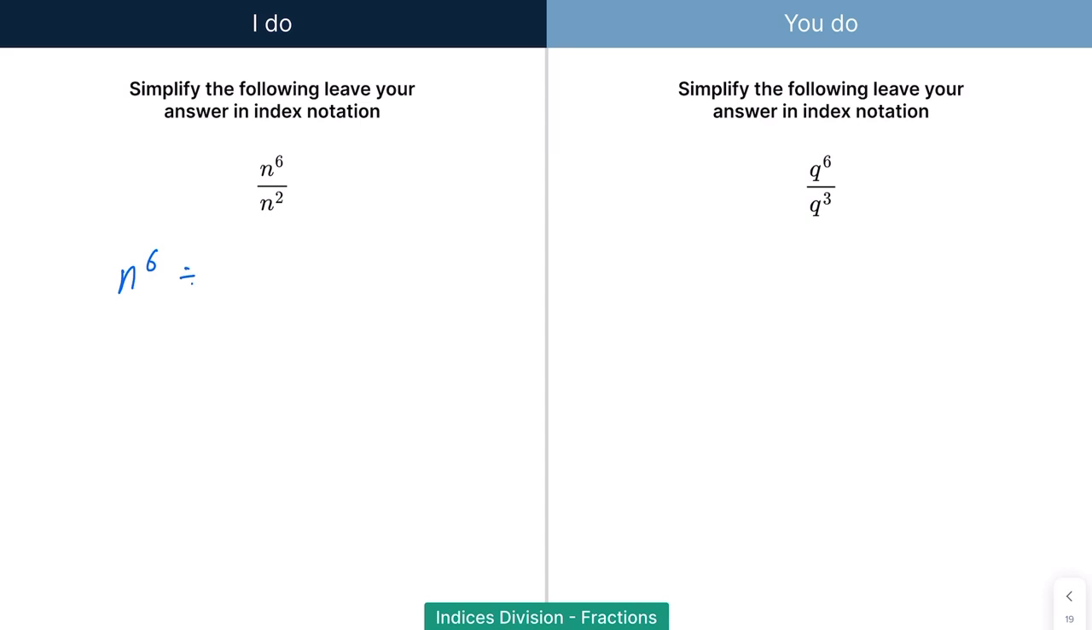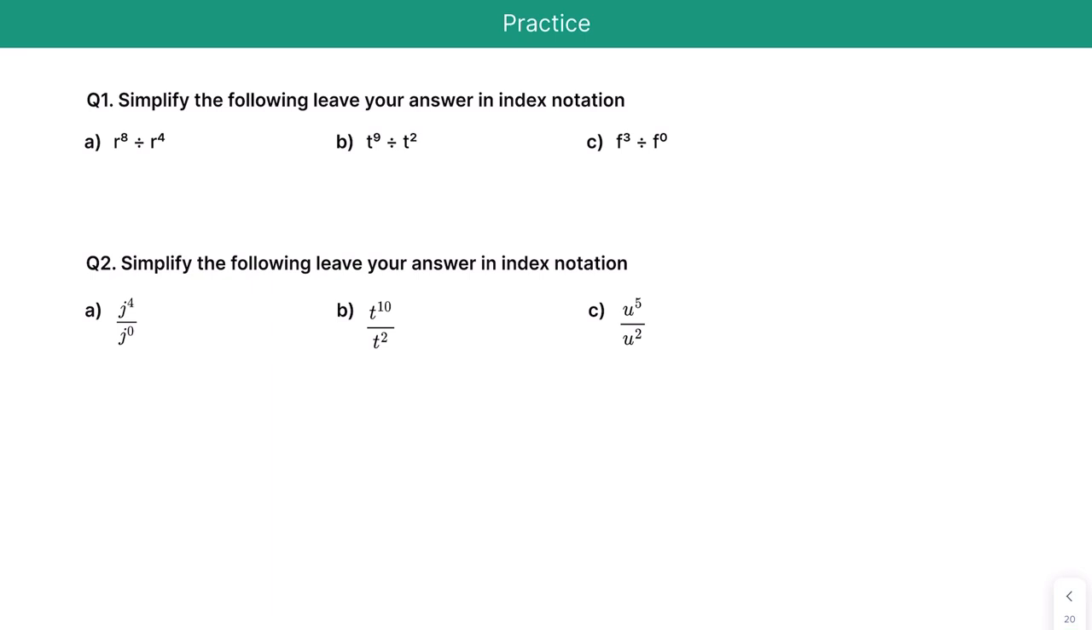Now, when it's in a fraction form, you can still think of it in the exact same way, okay? You're still subtracting. So the answer here is n to the power of 6 minus 2, which becomes n to the power of 4. And again, same thing on this side. That just becomes q to the power of 6 minus 3. And the final answer is q to the power of 3. Now here are some practice questions. Press pause and have a go. Here are the answers for your work.